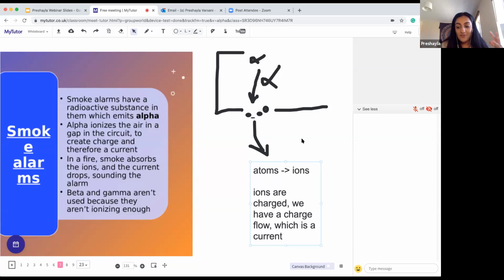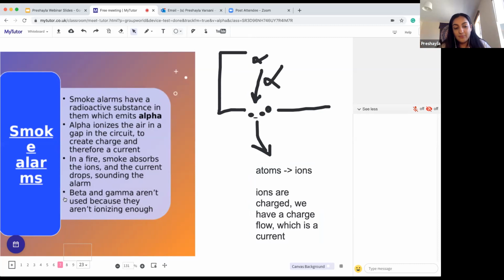Okay, so if our current drops, it sounds the alarm, because the smoke has absorbed the ions, and the smoke alarm can therefore detect that there must be some source of smoke because it's losing all these ions, it's losing all this charge, it's dropping current, and that's how it detects smoke, which I think is a pretty cool application of alpha radiation.